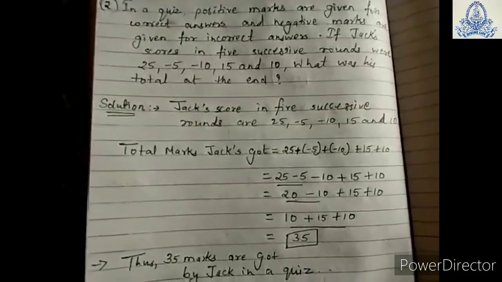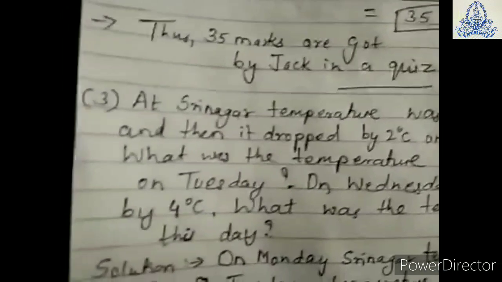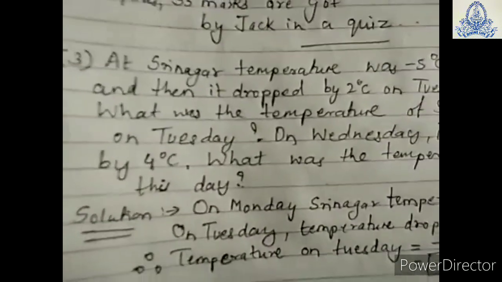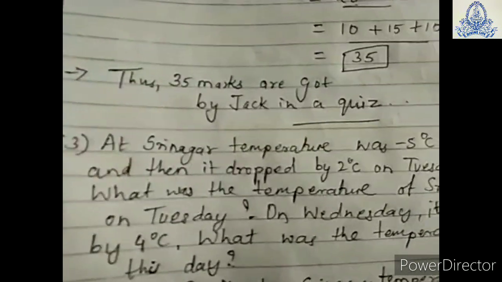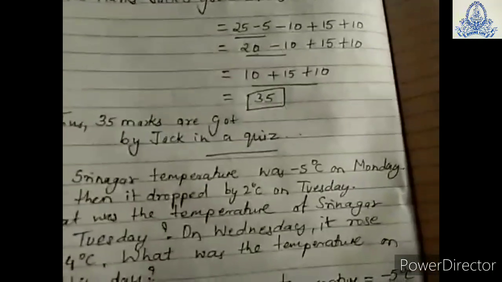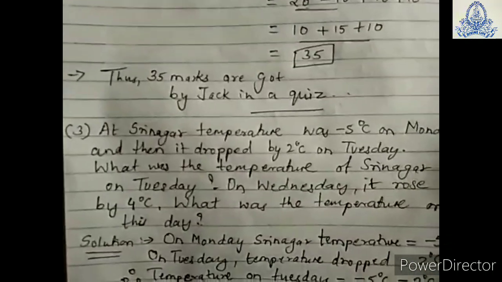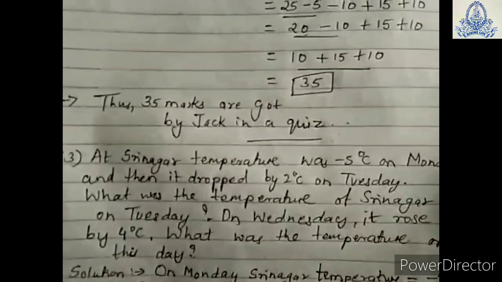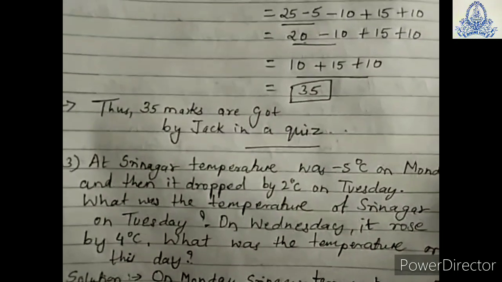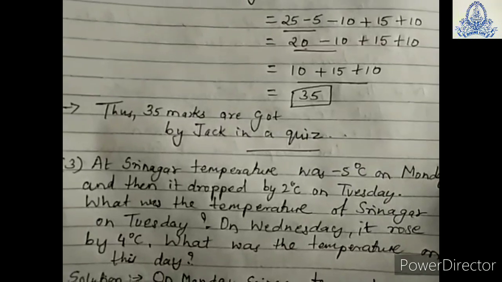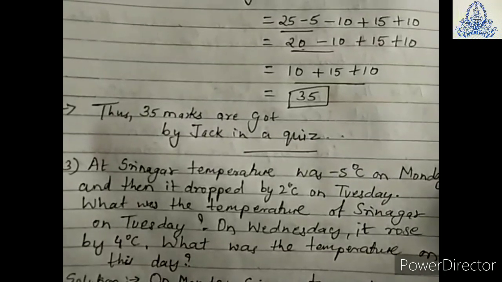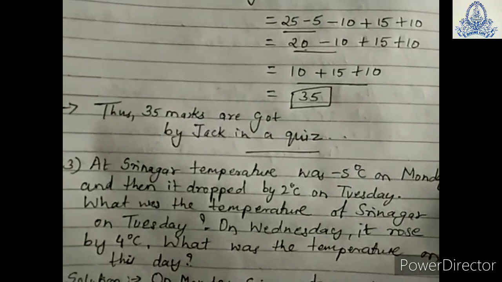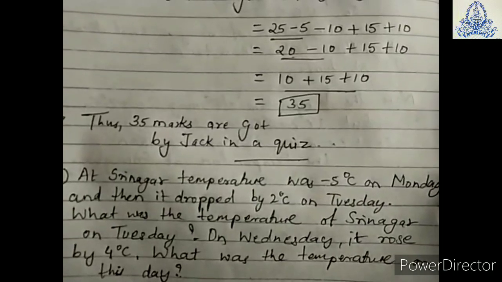Now after question number 2, we go to the third question. I am reading the question, please look at that. In Srinagar, the temperature was 5 degrees Celsius on Monday, and then it dropped by 2 degrees Celsius on Tuesday. What is the temperature of Srinagar on Tuesday? On Wednesday it rose by 4 degrees Celsius, and what was the temperature on this day?